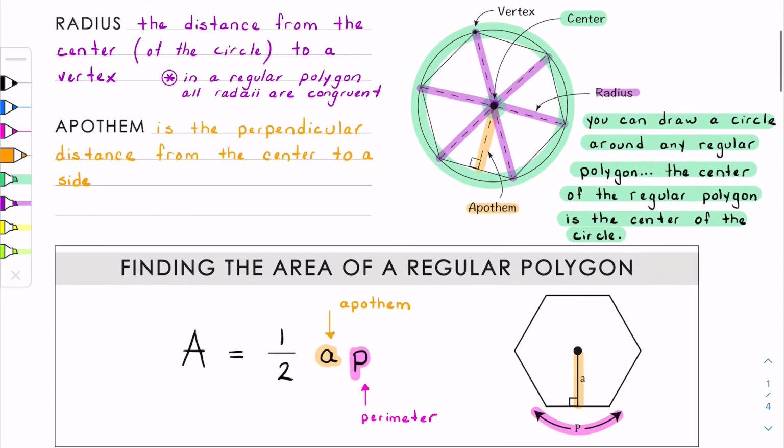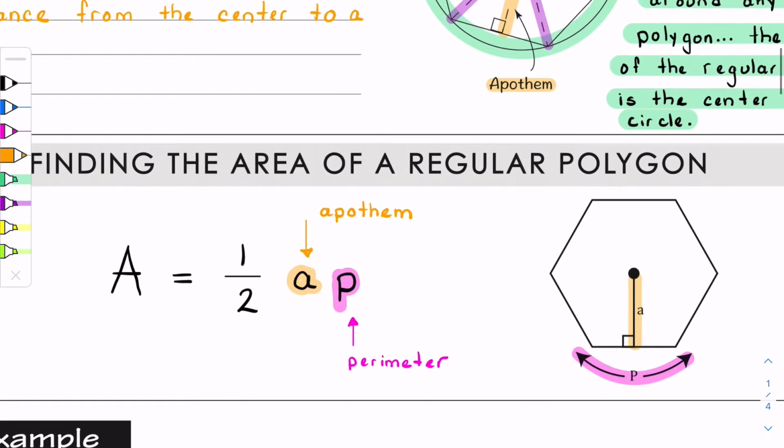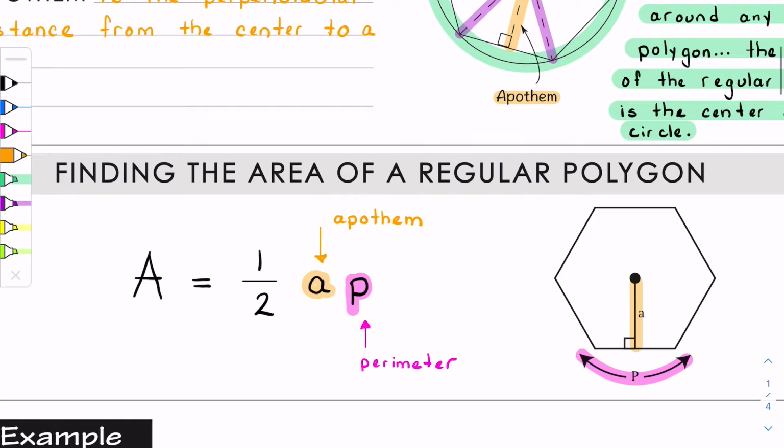So what we're working towards today is finding the area of a regular polygon. Quick reminder, anytime you see a regular polygon, no matter how many sides it has, all of your sides are equal. It does not have to say that, it just has to say it's a regular polygon. But by knowing all sides are equal, you only need one side length to find the perimeter.